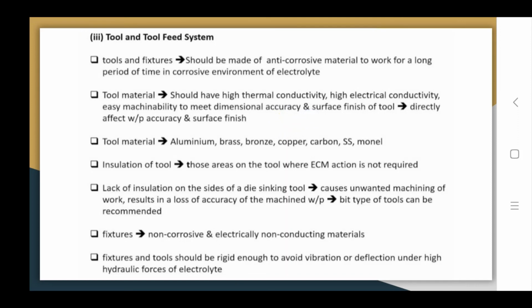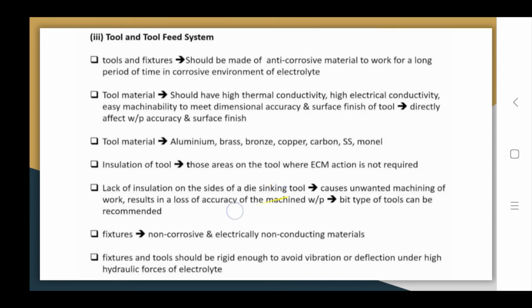Aluminum, brass, bronze, copper, carbon, stainless steel, and monel are a few materials which are used as the tool material. Further, those areas on the tool where ECM action is not required should be insulated. For example, lack of insulation on the sides of the die sinking tool causes unwanted machining of the work, and it results in loss of accuracy of the machined workpiece. However, under such situations, use of bit type tool can be recommended.